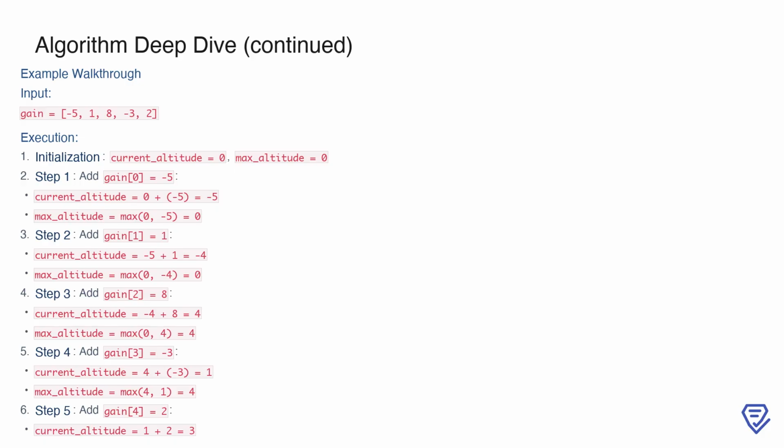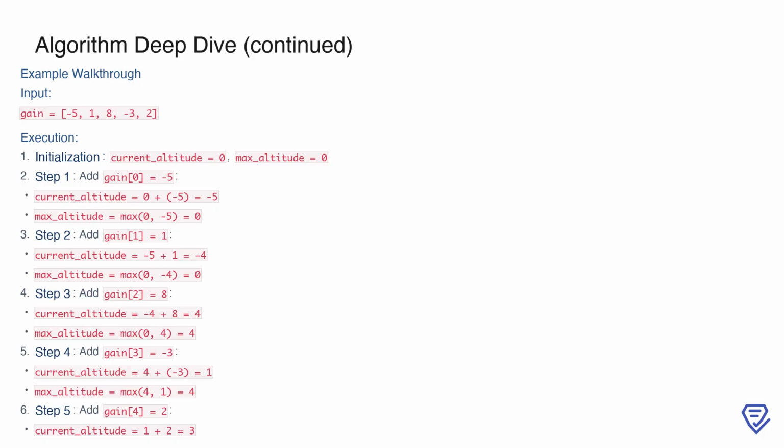At step 3, we add gain[2], which is 8, bringing current_altitude to 4. This time, max_altitude is updated to 4, as it's now the highest altitude encountered. Moving to step 4, we add gain[3], which is -3, reducing current_altitude to 1. The max_altitude remains 4, as 1 is less than 4. Finally, at step 5, we add gain[4], which is 2, resulting in a current_altitude of 3.